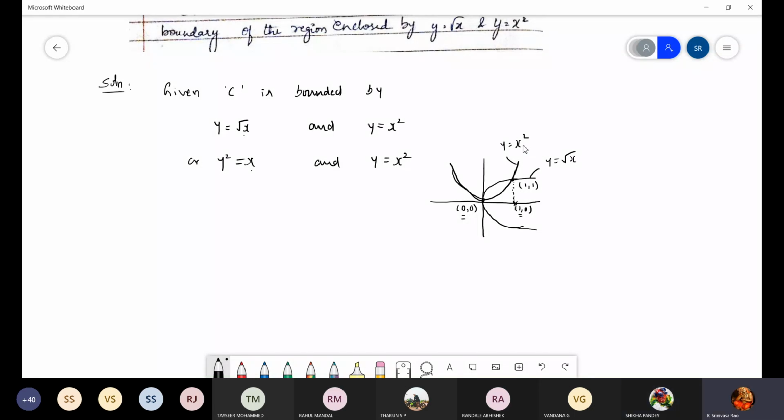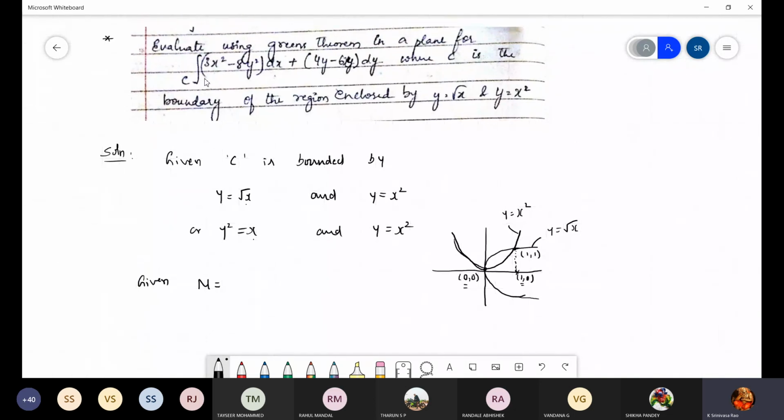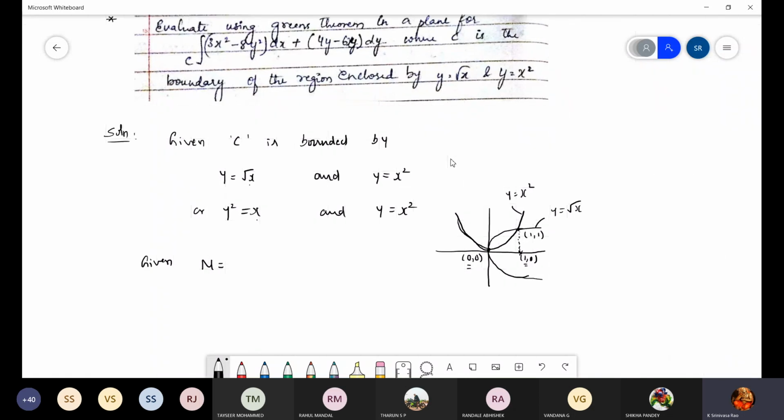Okay. Now again, given M and N, it is the standard form of Green's theorem on the left hand side: single integration M dx plus N dy. Always it should be in the standard form. So take M equals 3x square minus 8y square and N equals 4y minus 6xy.